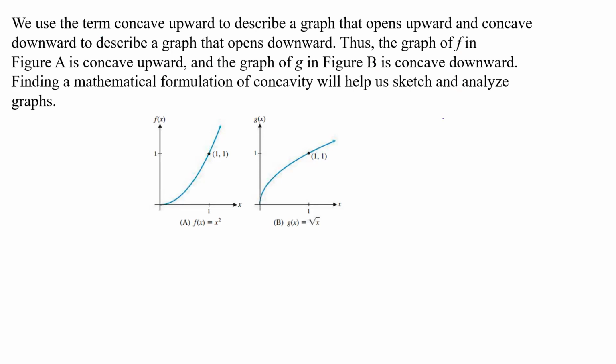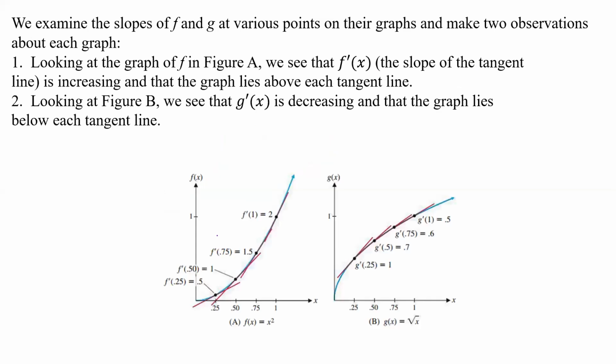All right, so here we use the term concave upward to describe a graph that opens upward and concave downward to describe a graph that opens downward. Thus, the graph in figure A here is concave upward, because it's opening up. And in figure B here, it's concave down because everything is going on the bottom side. Finding a mathematical formulation of concavity is going to help us sketch and analyze graphs. So again, concave up and concave down.